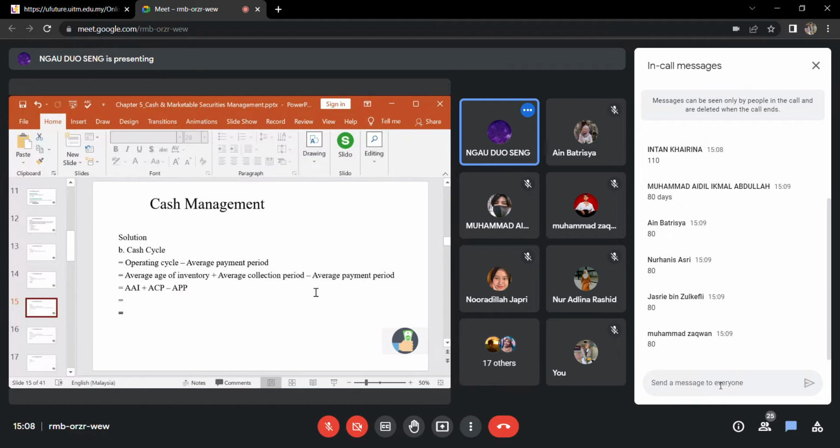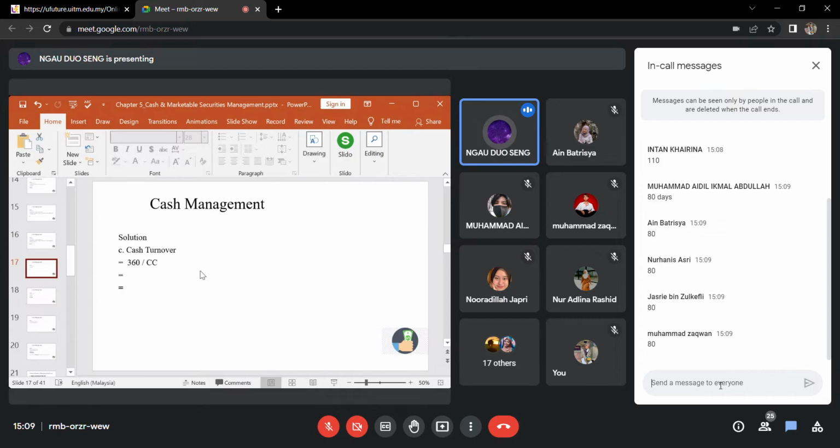All right, so we check. So we have 70 plus 40 minus 30. So we have 80 days. So next we calculate for the cash turnover, which is we are using 360 divided by CC. All right, so you calculate.